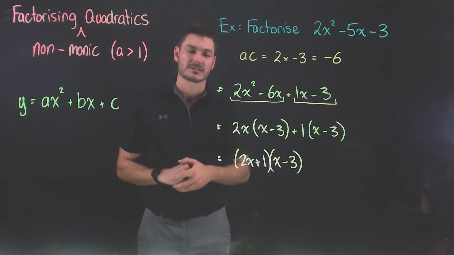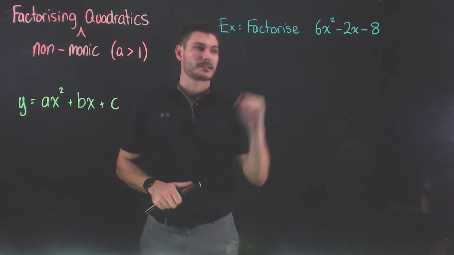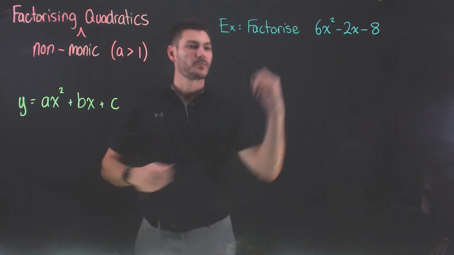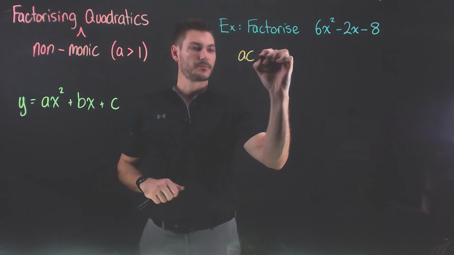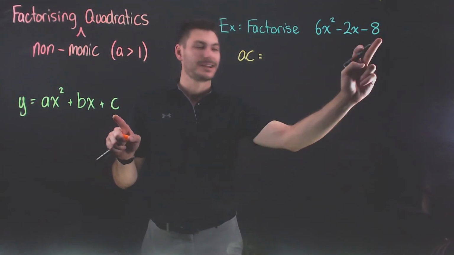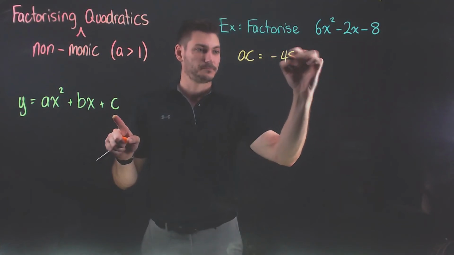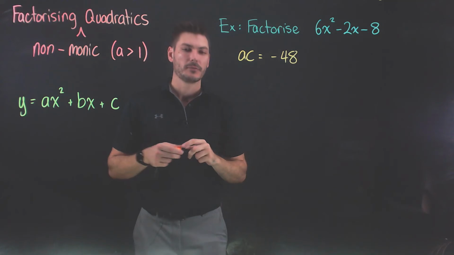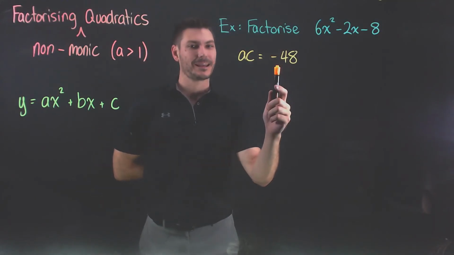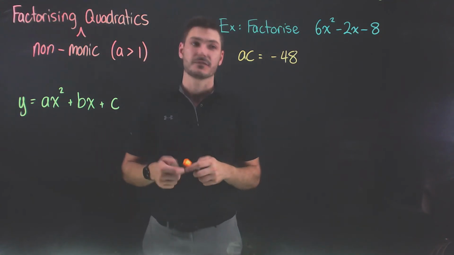I'm going to do one more example, talk a little bit less, but show you it one more time. Right, so in this second example, same process. Let's go through it one more time. First, I'm going to do a times c, which is again the coefficient of x squared and the n term. So 6 times negative 8 is going to be negative 48. And now I'm looking for two terms that are going to multiply to negative 48 and add to negative 2, or in other words, have a difference of 2.